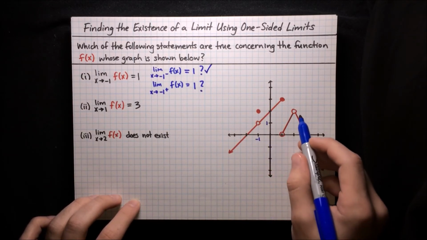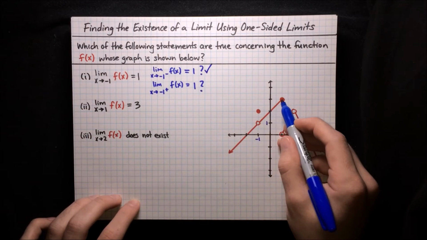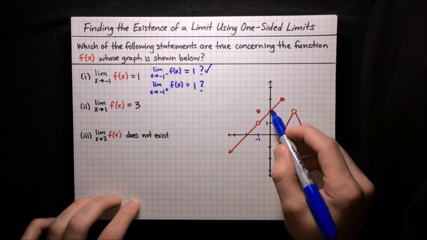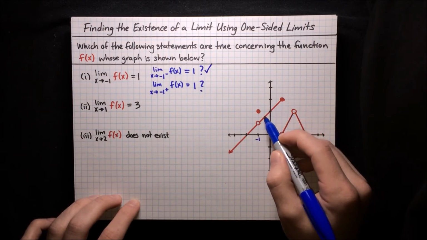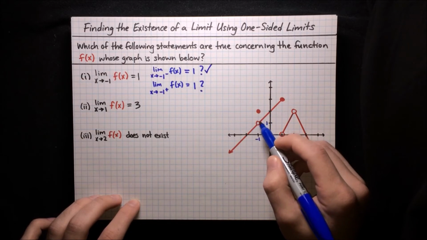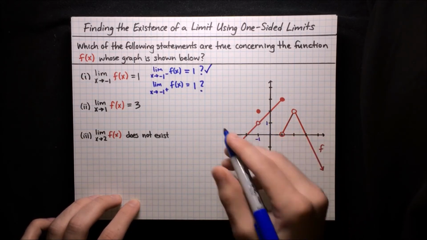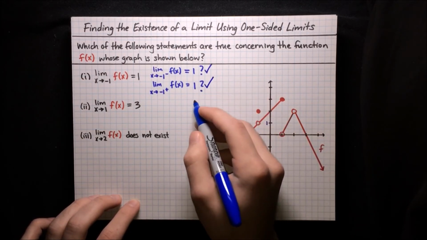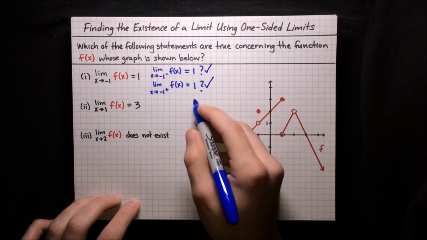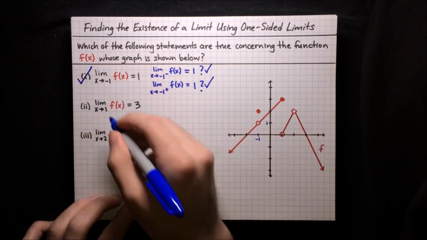Well, we start on the right, we move left, eventually we get up here, and then we're traveling down, down, down. As we approach -1 for x, the y value is approaching 1 also. So this is also true. Both the left and right limits are 1, so therefore the overall limit is 1.